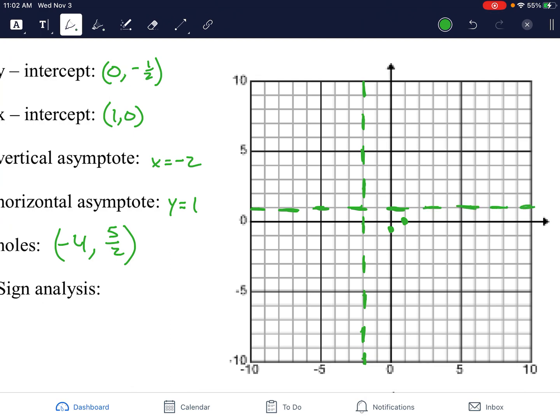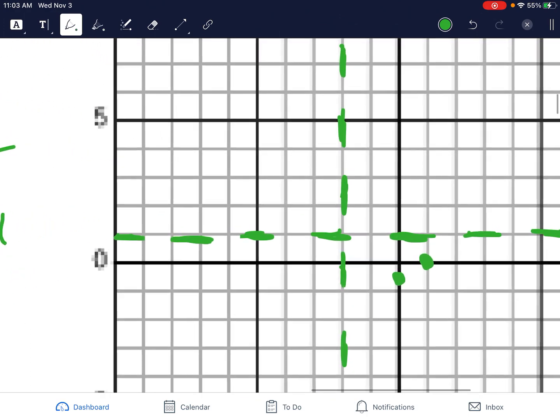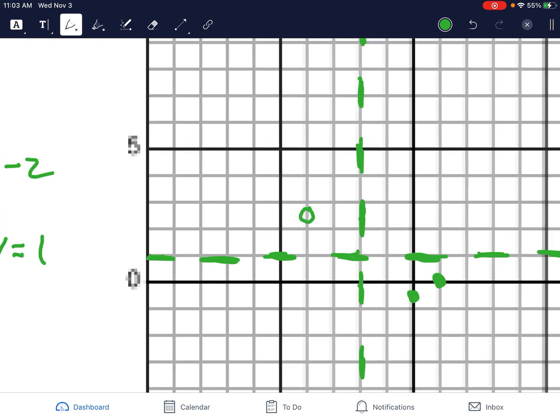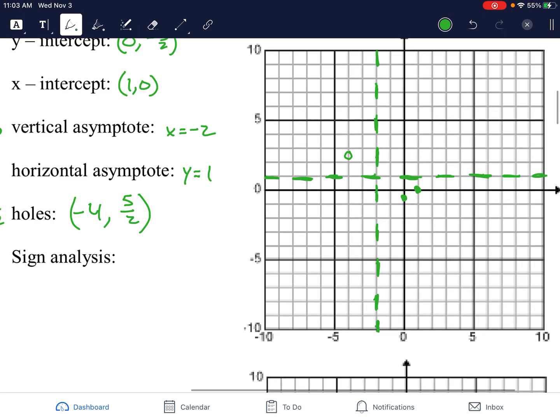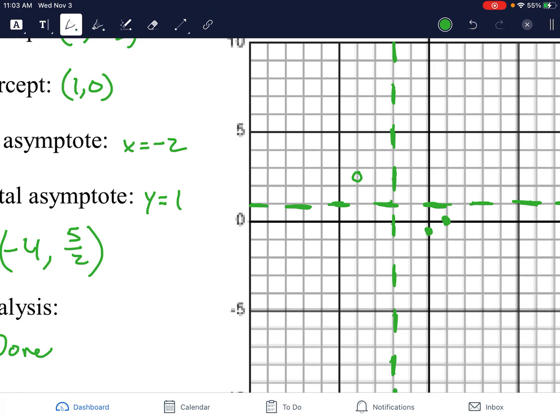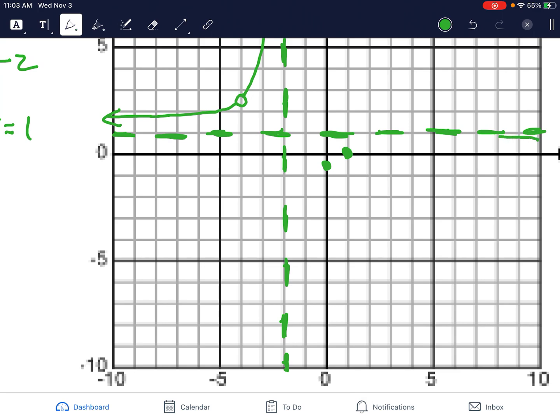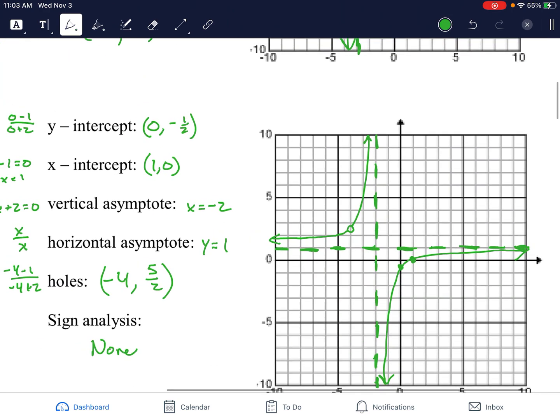Your hole is at -4, 5 over 2. So that's 5 over 2 is 2.5. So -4 and 2.5, which is going to be right about here, is the hole. So, looking at our graph and what we have available to us with points on either side of the vertical asymptote, we don't need to do the sign analysis because we have enough points to be able to graph this. So we're going to graph using the asymptotes as our boundaries and making sure that we don't go through the hole. There we go. There's your graph with all the stuff about it.